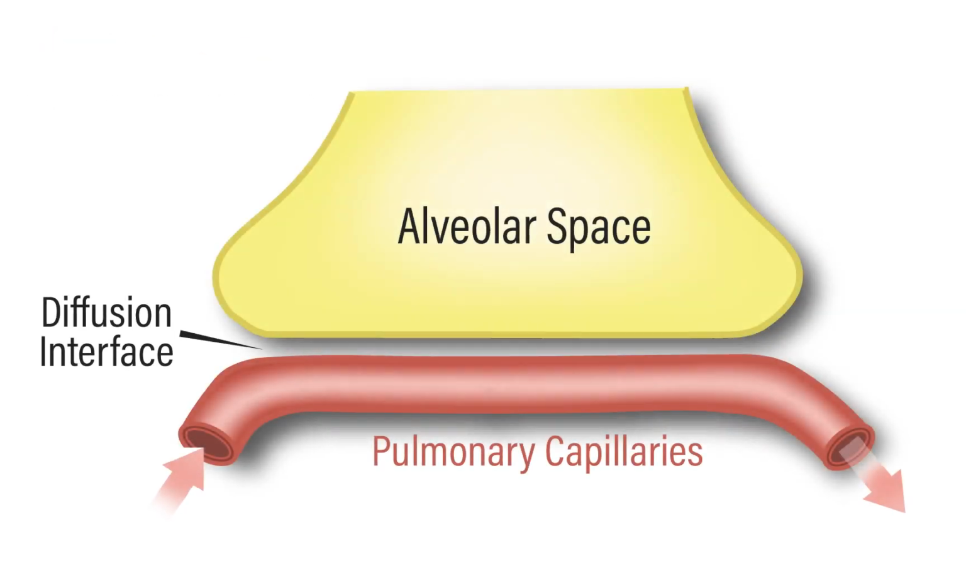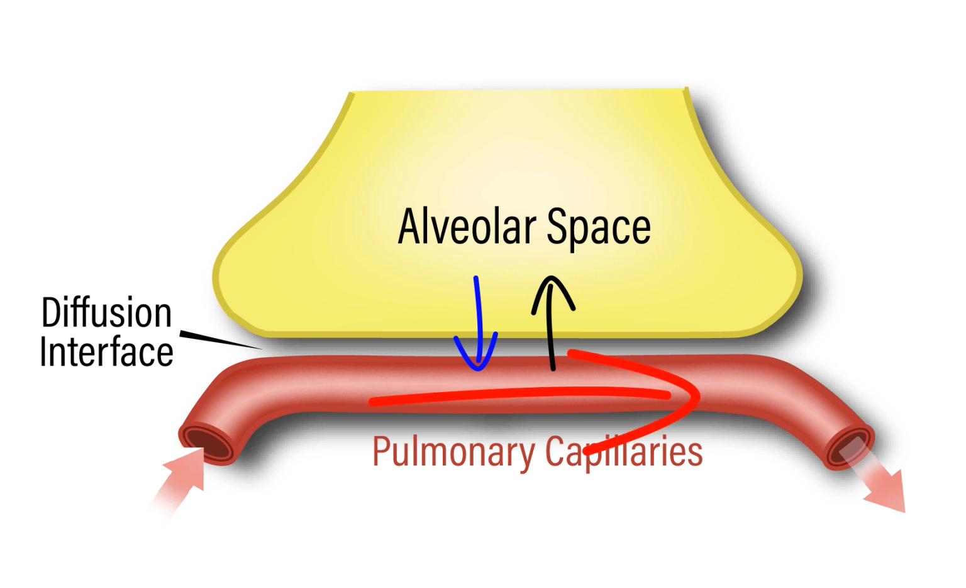Something I want to emphasize, though, is the importance of the rate at which gas is able to diffuse across this diffusion interface. The rate at which the gas is diffusing is important because gas exchange involves the loading and unloading of pulmonary blood that is not stationary. That is, the blood is in transit, moving along the exchange interface.